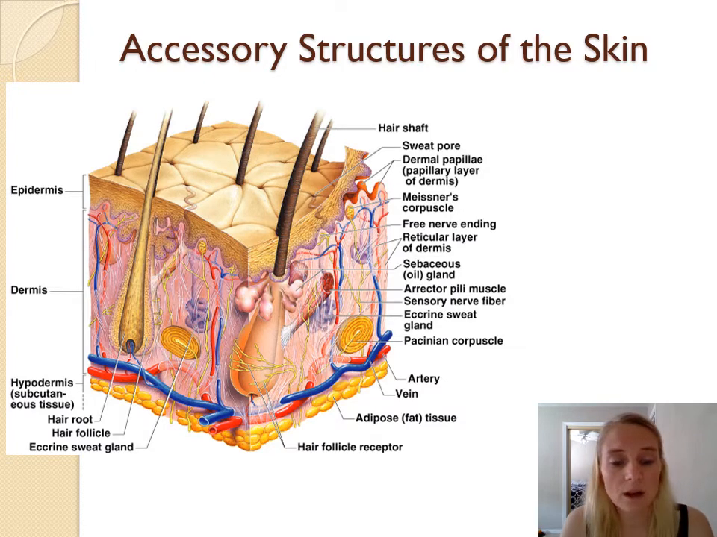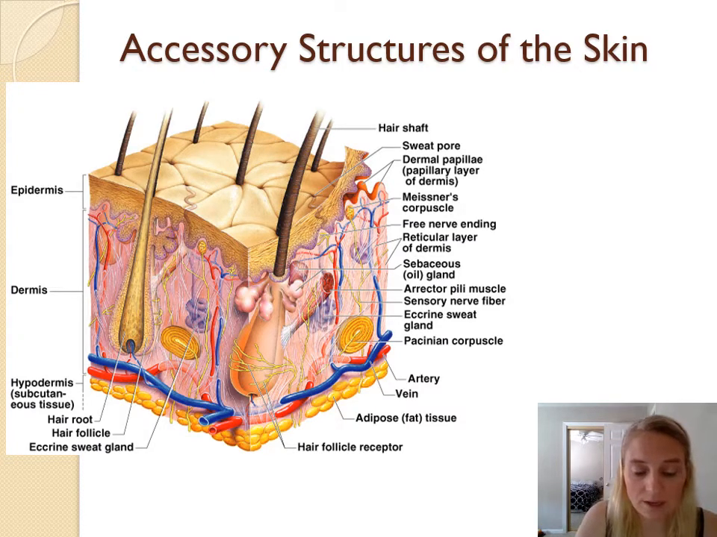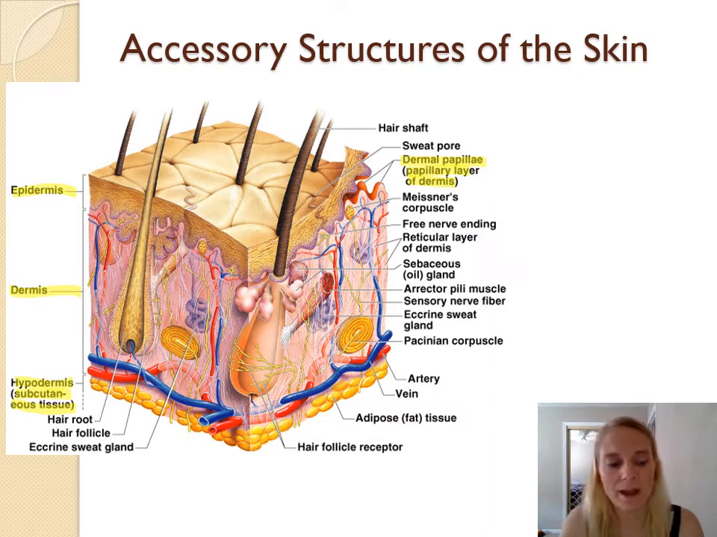Some of the things on this diagram that I'll highlight real quick are not accessory structures. So the dermal papillae, which were part of our dermis, the epidermis, the dermis, and something we didn't really talk about before: just under your dermis there's a layer of fat called the hypodermis or subcutaneous tissue. That's your subcutaneous fat layer. It's padding between your skin and your muscle or bone. And there's your fat tissue and blood vessels, arteries and veins. So those are all things we just covered in the structure of the skin.